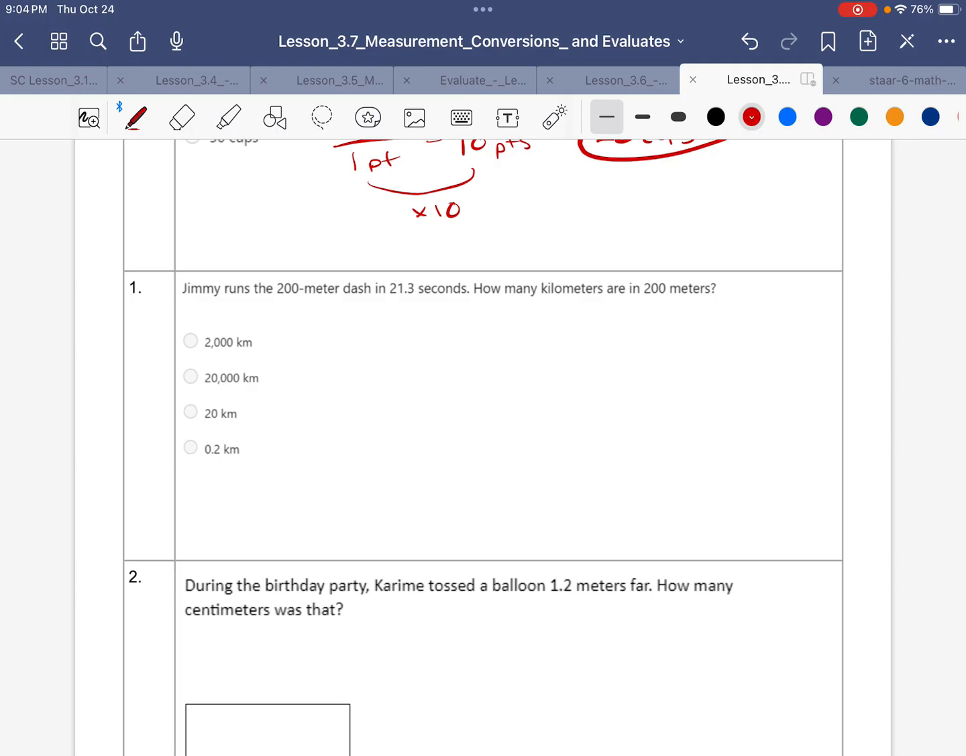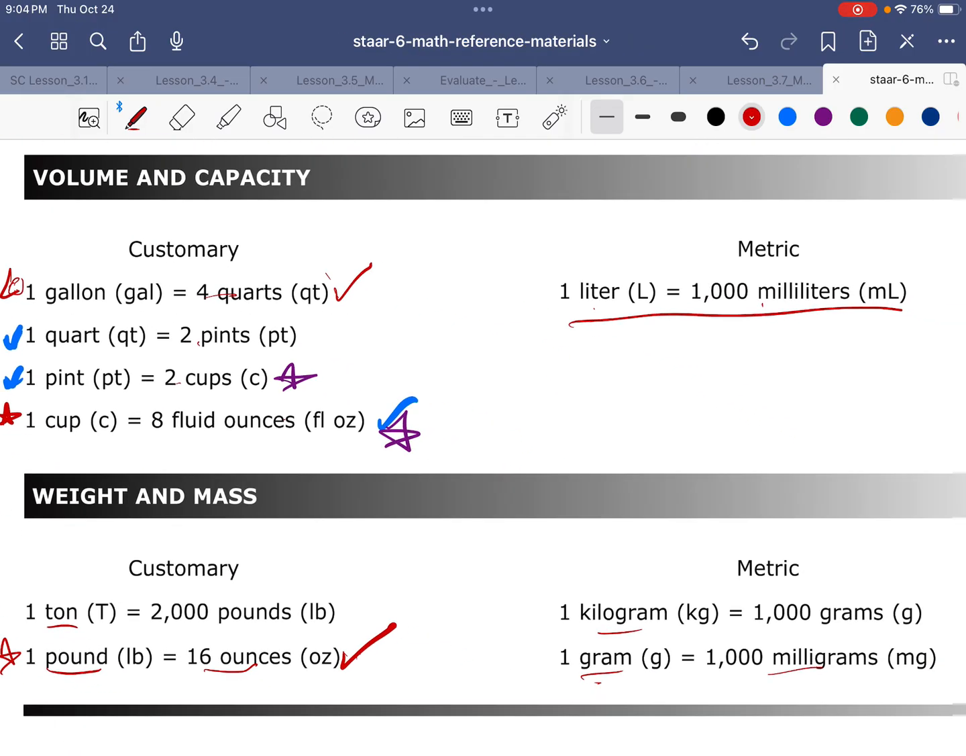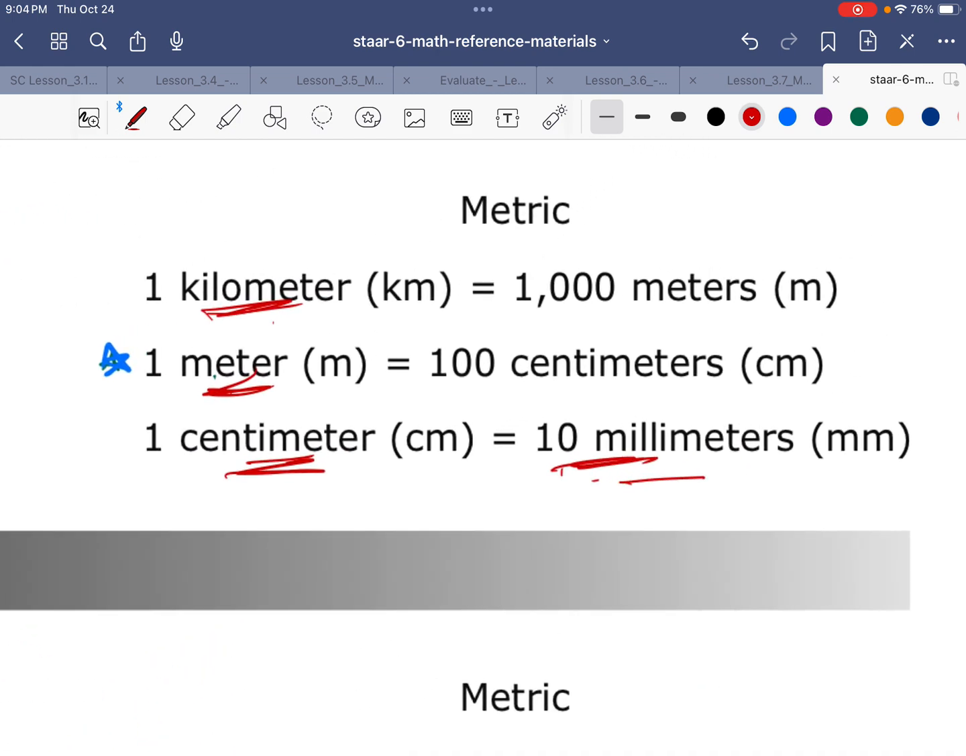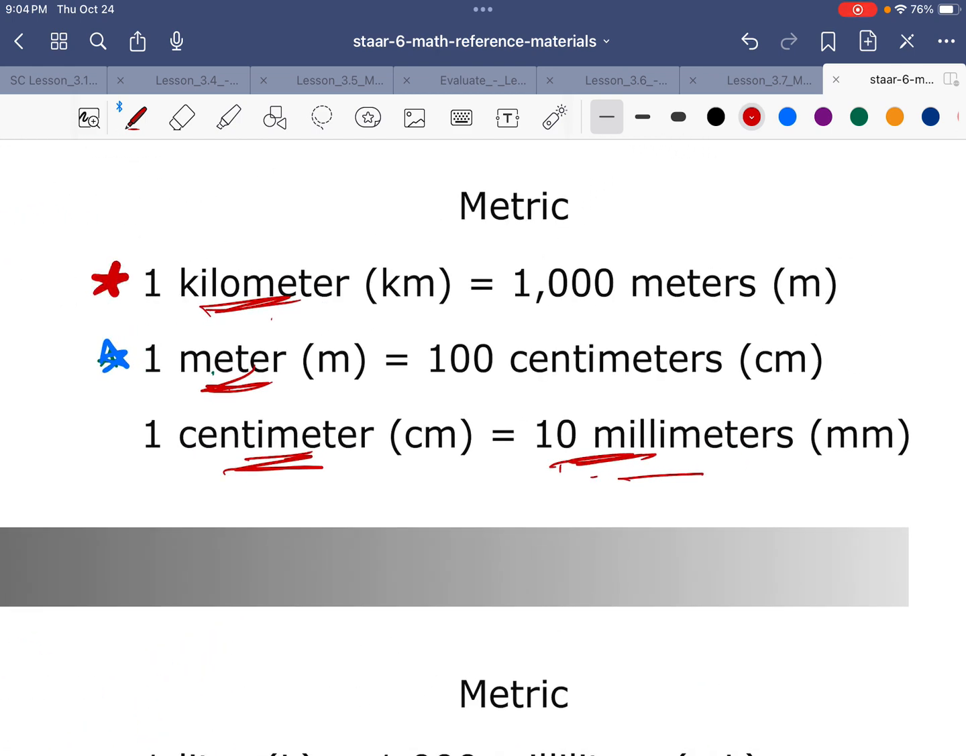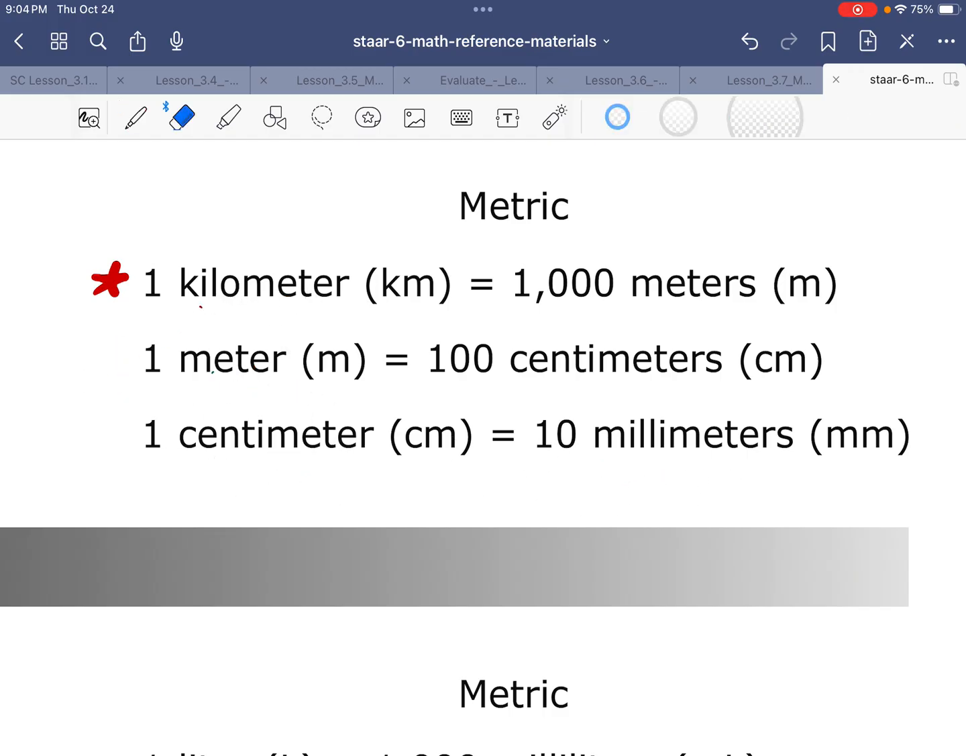Jimmy runs the 200-meter dash in 21.3 seconds. How many kilometers are in 200 meters? So, in actuality, they threw this extra number in here to try to confuse you. That's really not important. All we want to know is how many kilometers are in 200 meters. So we're going meters to kilometers. Here it is. 1 kilometer is 1,000 meters.